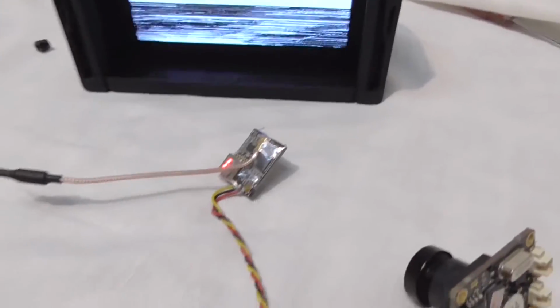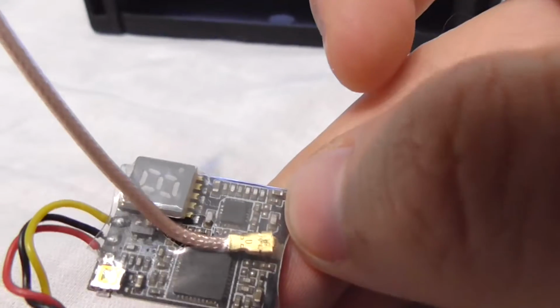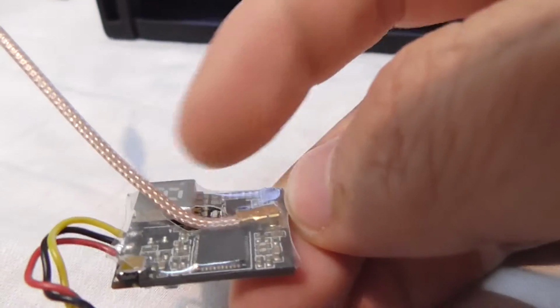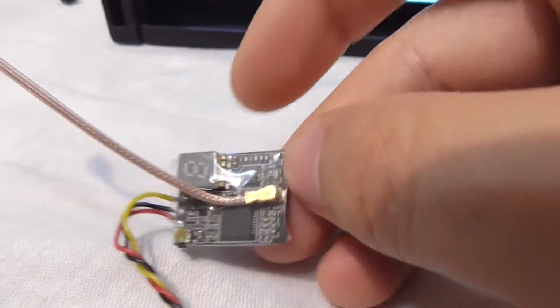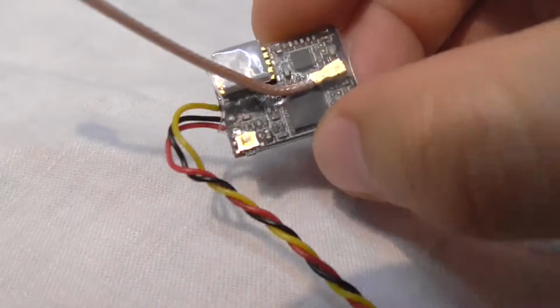Something. Okay, the problem might be that the video transmitter is heat-shrinked. The metal of that connector is touching a component under. Because when I move the antenna, it is showing something on the screen. So let's remove this heat shrink.